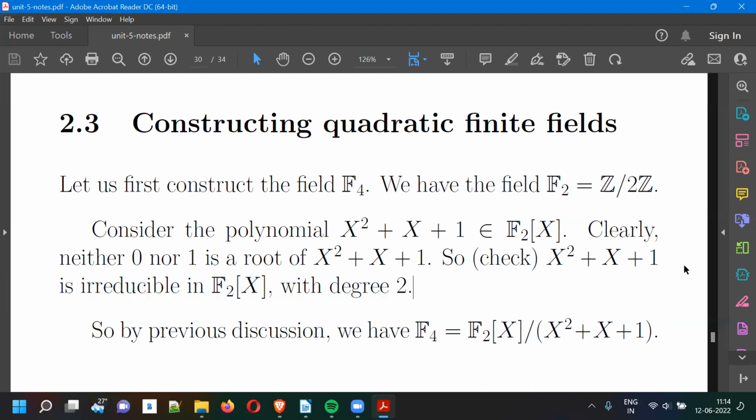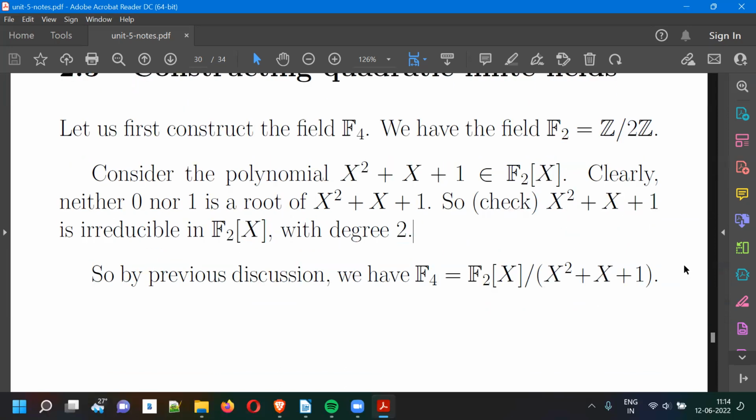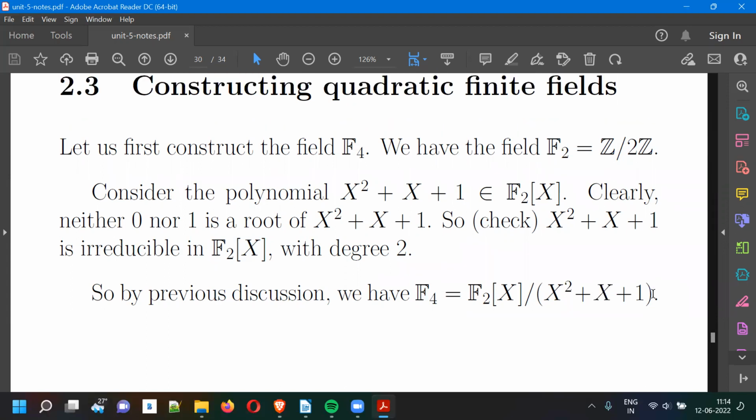So by what we saw earlier, when you mod by the ideal generated by this polynomial, this is isomorphic to the field F4. So F4 is F2[x] mod the ideal generated by x square plus x plus 1. This was easy.